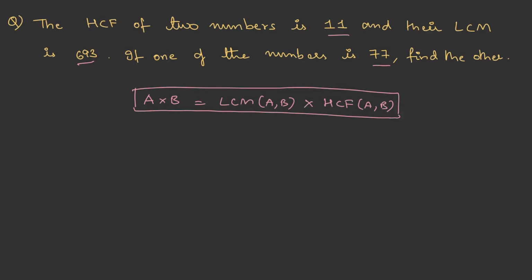So when I substitute the values, this is 77 into x is equal to the LCM of the numbers, which is given as 693, and the HCF is also given, which is 11. So x is 693 into 11 by 77, which is 99. That is the answer.